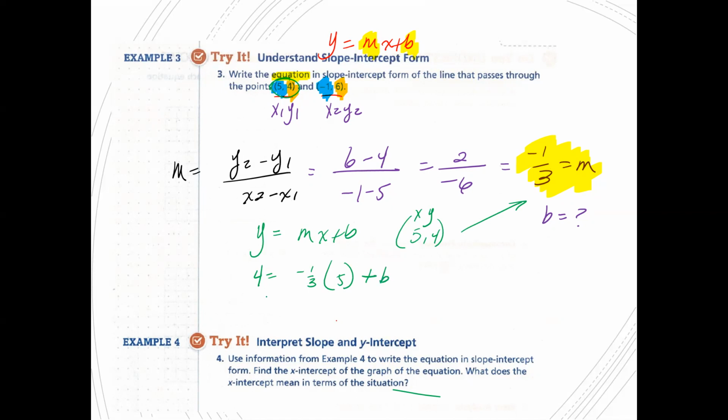Okay, there we go. So 4 equals, multiply this. Well, negative 1 and 5 is negative 5 over 3 plus b. Now you're going to go back to elementary school to subtract or add fractions. Here I have a negative 5 over 3, so I have to add 5 over 3 on both sides.